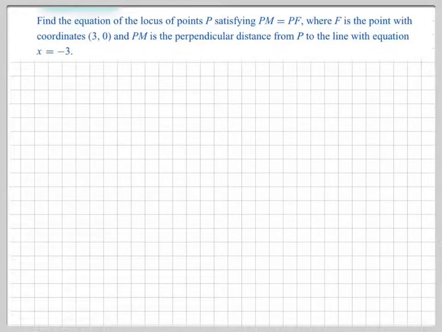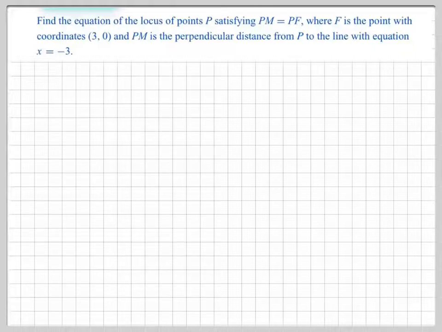Find the equation of the locus of points P satisfying PM equals PF, where F is the point with coordinates 3 and 0, and PM is the perpendicular distance from P to the line with equation x equals minus 3. Oh, goodness. That's such a mouthful. We definitely need a graph. Do you want to pause me and have a look at it and see if you can figure out what they're talking about? Okay, I'll wait.